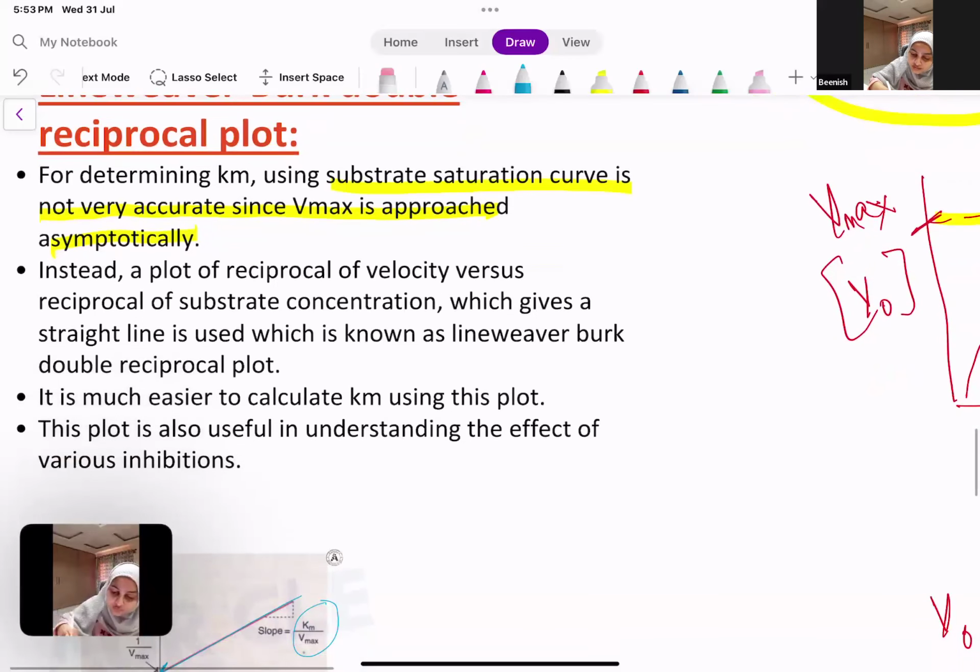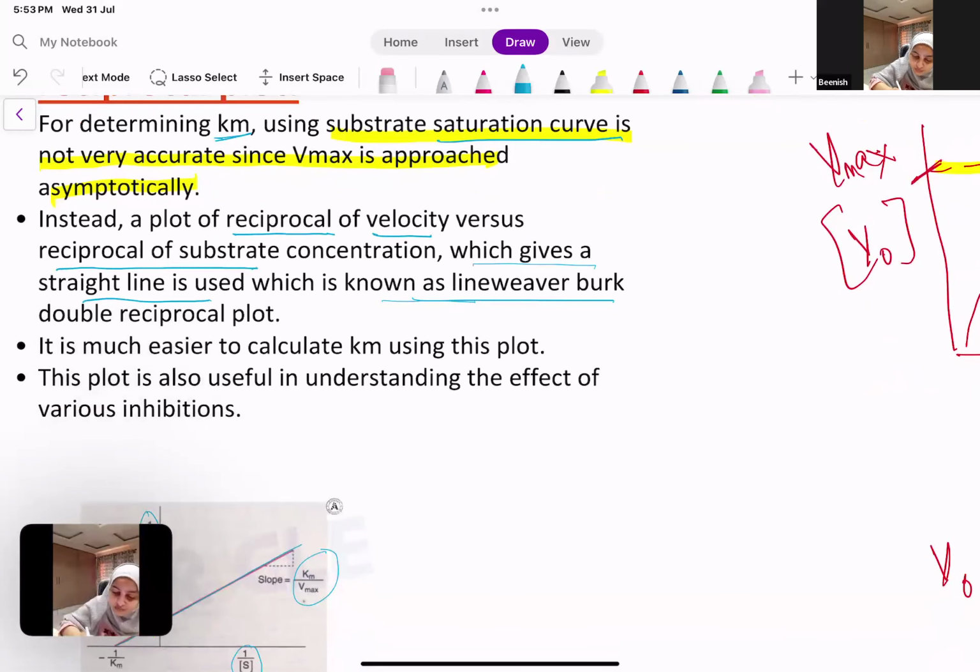Determining the Km values using a substrate saturation curve was not very accurate, as we've just seen, because it was a rectangular hyperbola and the Vmax was being approached asymptotically. Instead, a plot of reciprocal of velocity versus reciprocal of substrate, which we've just seen how it was derived, gives a straight line and is known as the Lineweaver-Burk double reciprocal plot. It is much easier to calculate Km using this plot. This plot is also very useful in understanding the effect of various inhibitions.